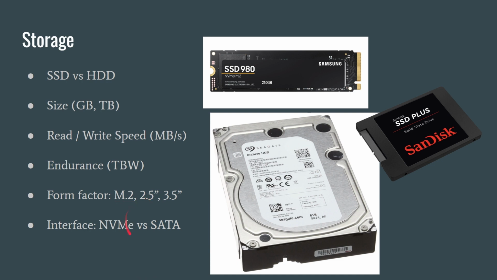An M.2 NVMe SSD is usually the fastest type of SSD, and that's because it communicates with the CPU as a peripheral through the PCIe lanes. Those PCIe lanes are very fast. They're pretty much the fastest way that anything can talk to the CPU. Whereas SATA is another type of communication protocol, which is significantly slower than NVMe.